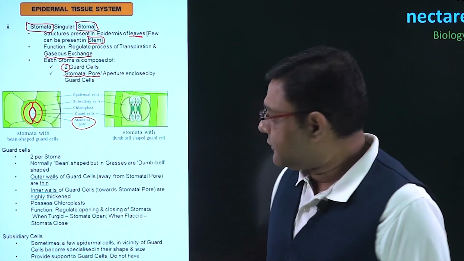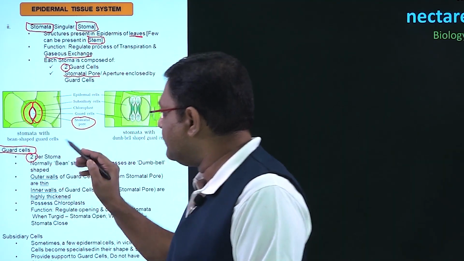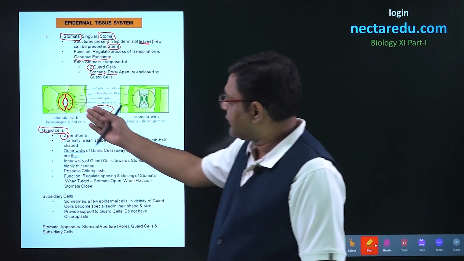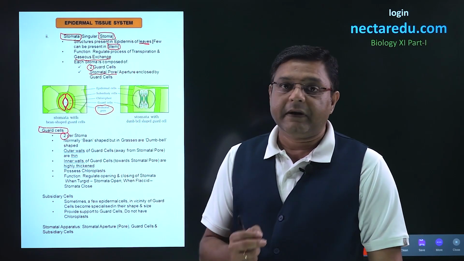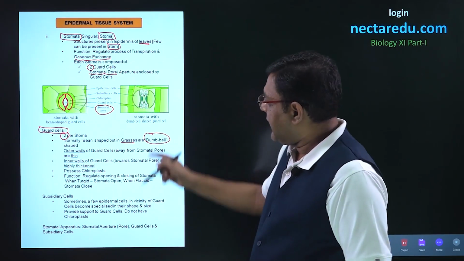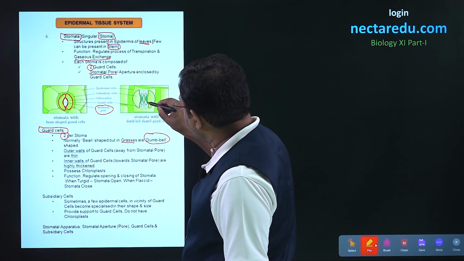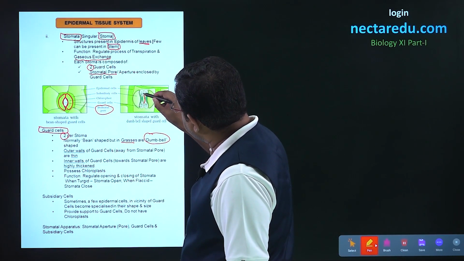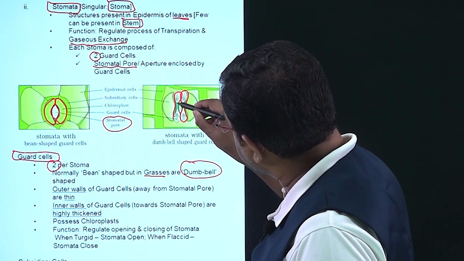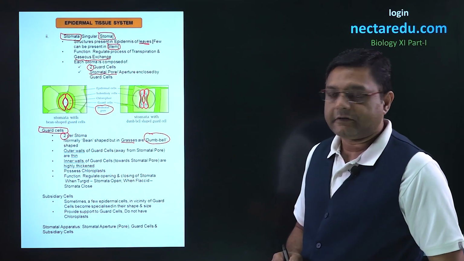Coming into the details of guard cells, the number of guard cells will be 2 per stoma. Normally, the shape of guard cells is bean shaped, as we saw in this particular diagram. But in the case of grasses, the shape can as well be dumbbell shaped, as it is shown in this particular diagram. So, if we look into dumbbell shaped guard cells, then this is the one guard cell, and this is the other guard cell, and stomatal aperture is in between these guard cells.